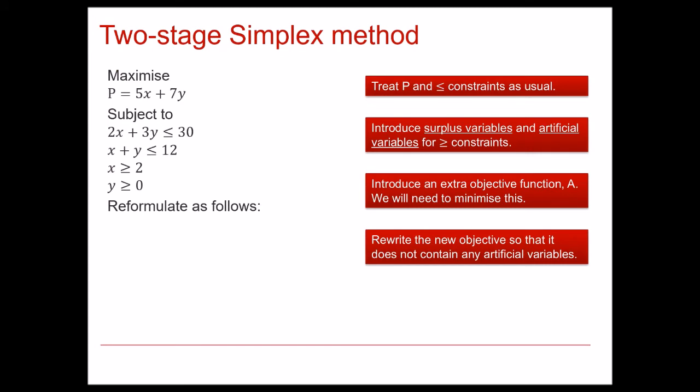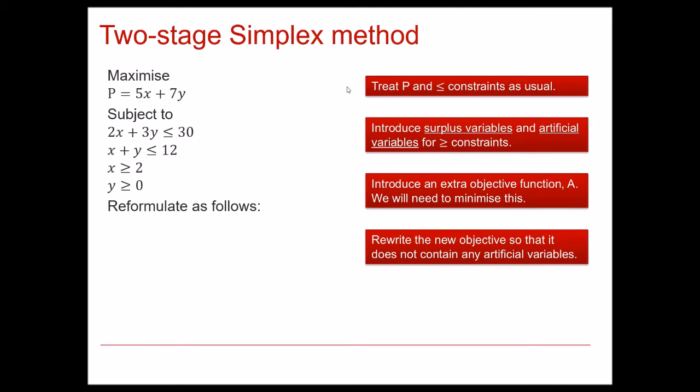So here's an example then. So suppose we want to maximize 5x plus 7y subject to these constraints. So at first glance this looks very much like a standard problem that we've been dealing with, but where it becomes different is here. We've got this condition x greater than or equal to 2. And of course the problem with that is that if we were to start at the origin 0, 0, then we'd be outside of the feasible region. So we're going to explain at this point how we can reformulate this problem in order to deal with it.